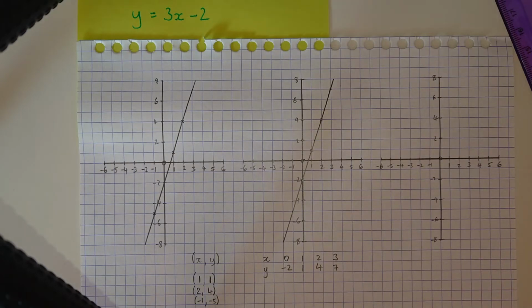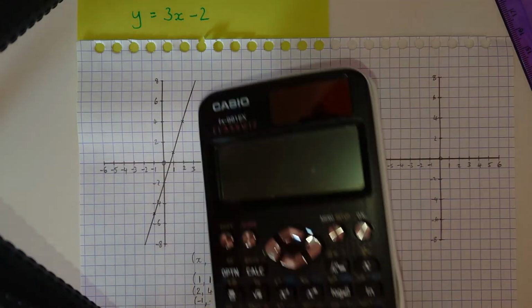So our method really here is to either make up some random inputs for x and then see what comes out for y, or be a bit more structured about it, have a list of inputs that we want. We can still make those up. Any inputs will do, and then to see what comes out. And you can put it in a little table to be a bit more structured about it. The next method I'm going to show you makes use of a Casio calculator.